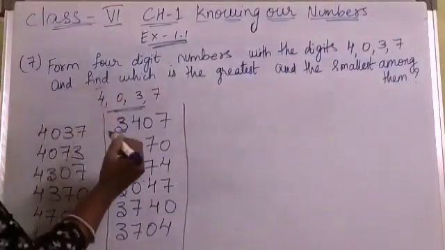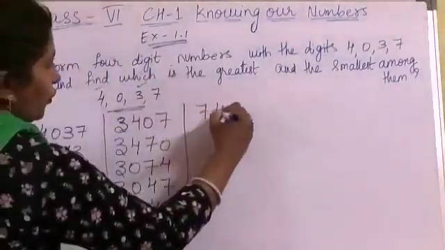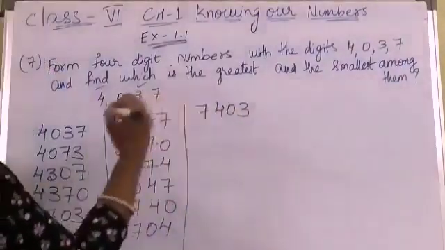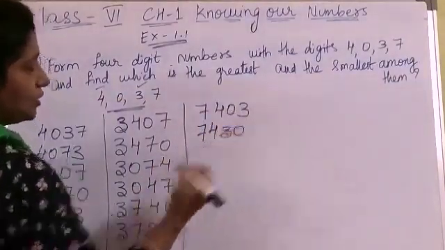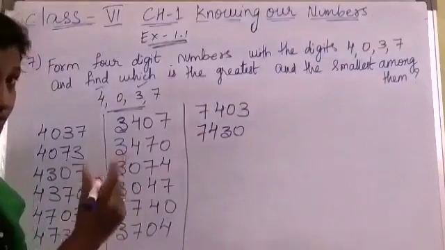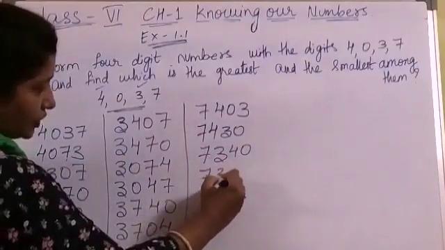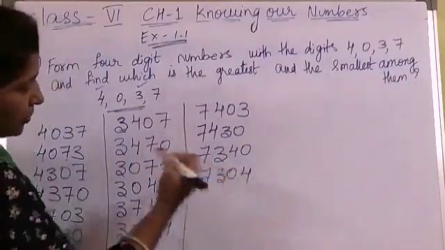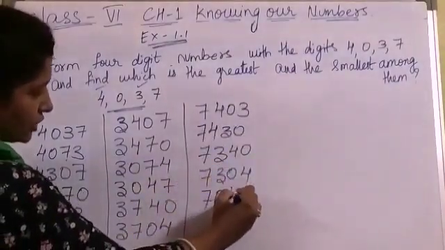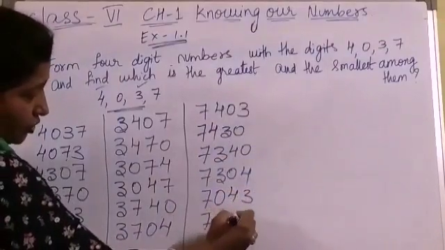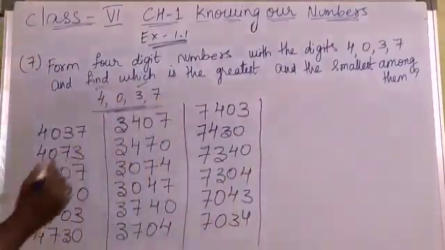Now 4 completed, 3 completed in the thousands place. Next keep 7 in the thousands place. Now 7403. Now 7 in the thousands place, 4 as it is in the hundreds place, 03 I will keep as 30. Next 4 completed in the hundreds place two times. Next take another number, 7340. Now 7304. Now 3 completed two times in the hundreds place. Next 7, 4 completed, 3 completed, 0 left over, 7043. Next 7034. So these many numbers we can write using these digits here, children.